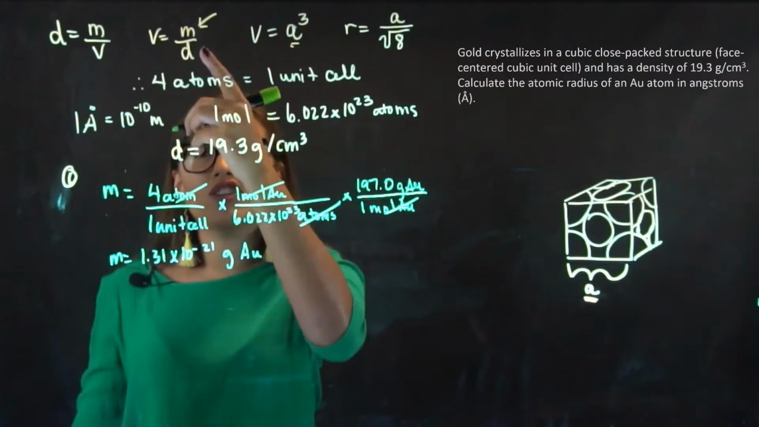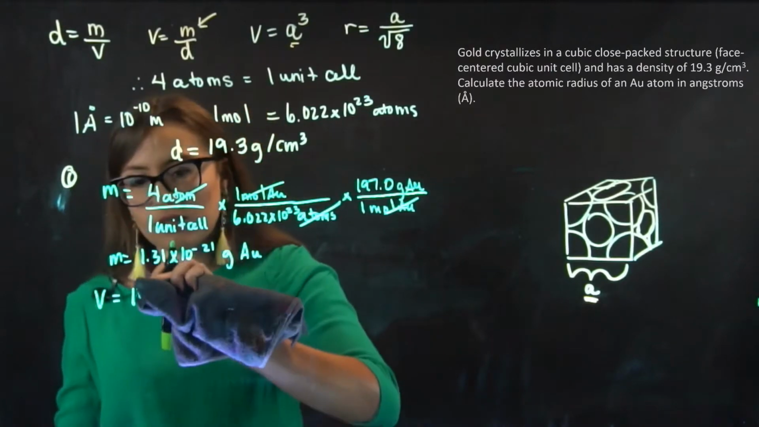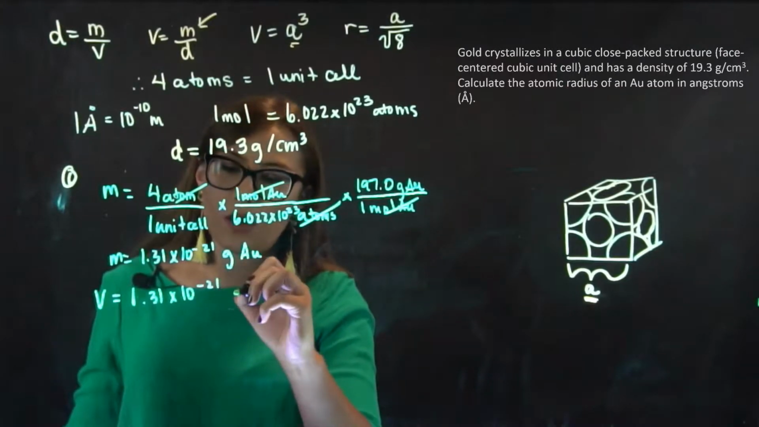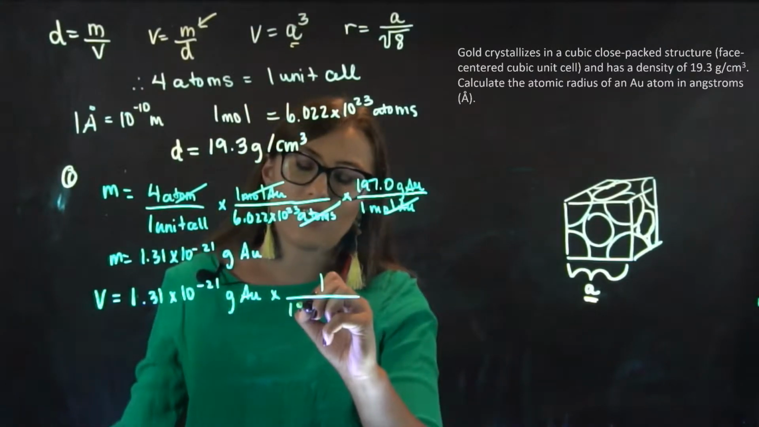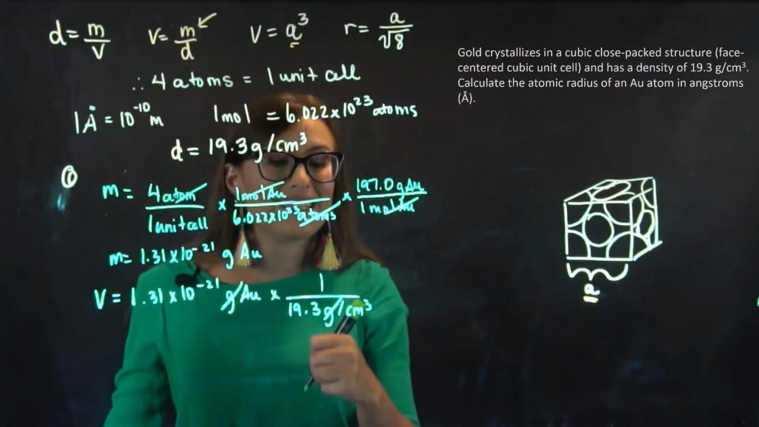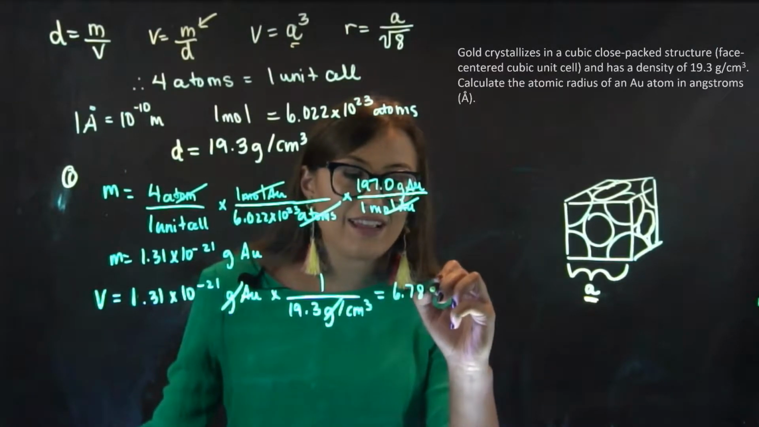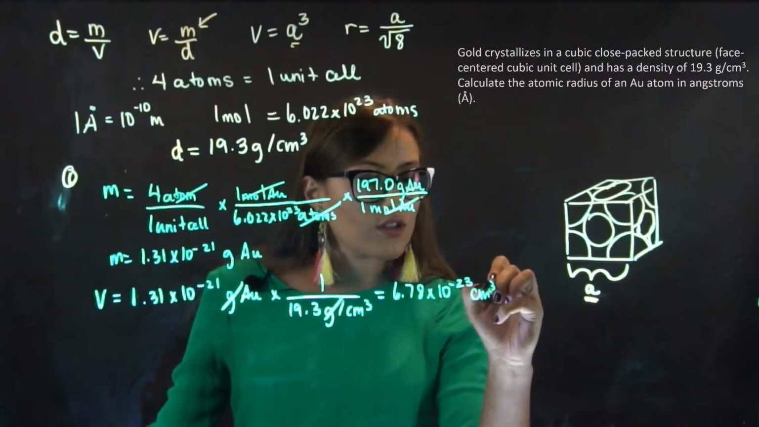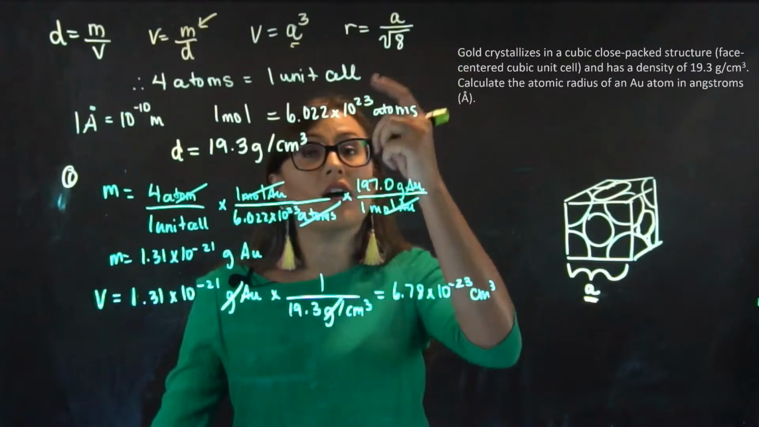The next step is we need to determine the volume. So volume is equal to 1.31 times 10 to the negative 21 grams of gold, multiplied by 1 over the density, which is 19.3 grams per centimeter cubed. Remember, centimeter cubed is a unit for volume, and this is equal to 6.78 times 10 to the negative 23rd centimeter cubed.